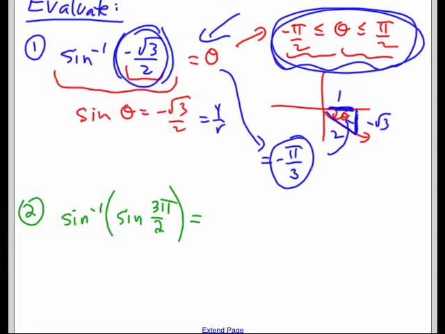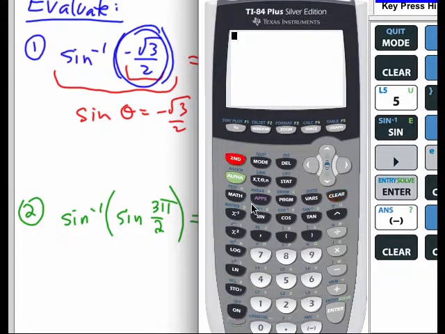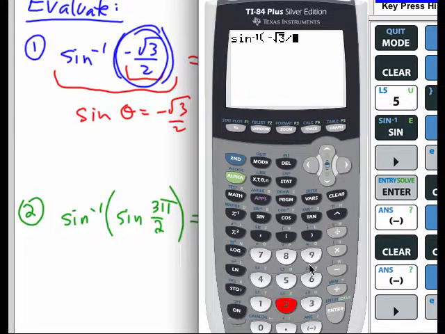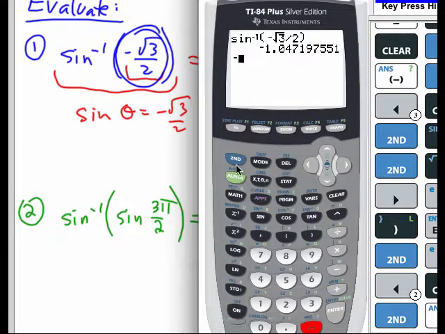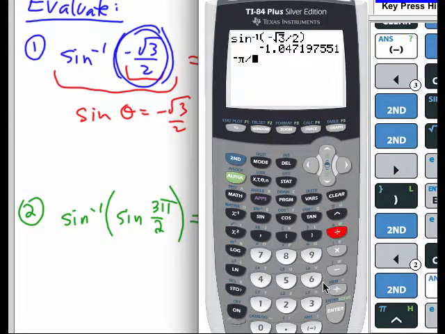Okay, let's just check it out to be sure. Inverse sine of negative root 3 over 2. And we're going to get that value, which is the same as negative pi over 3. Let me just confirm that.